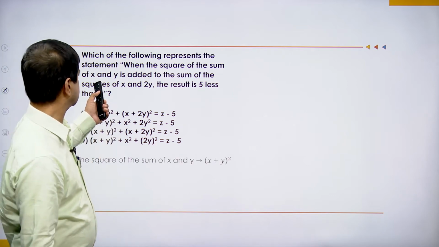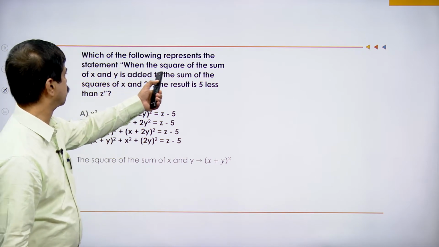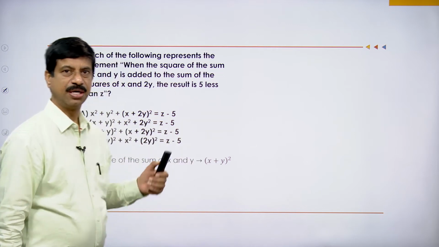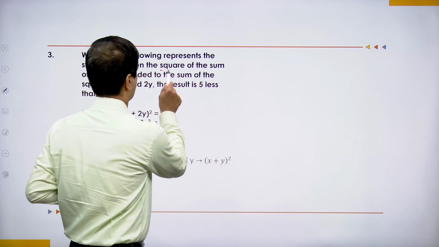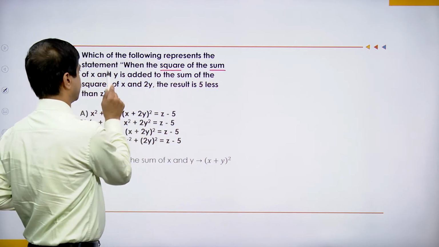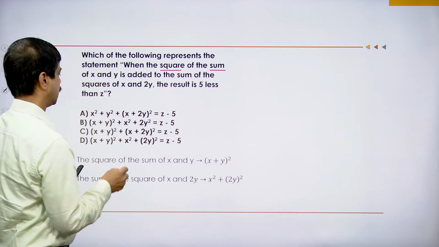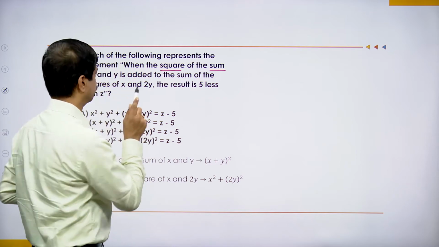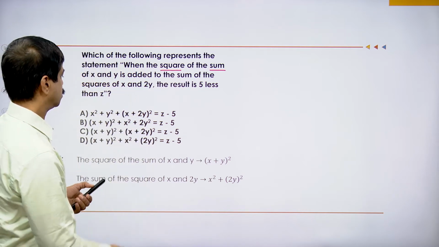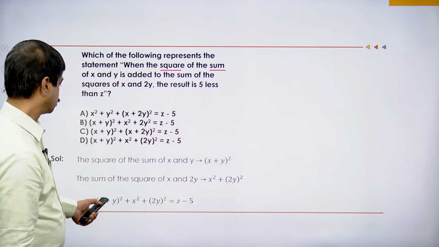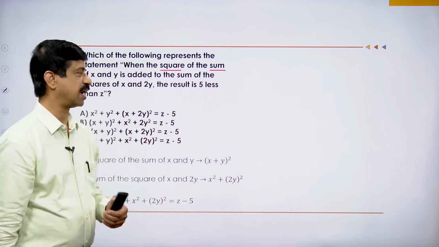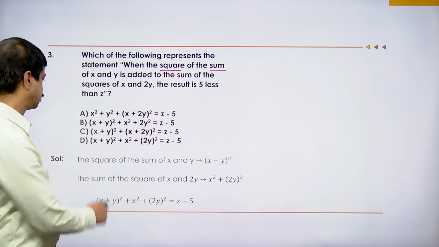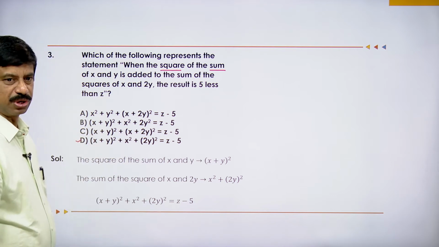The square of the sum means what? x plus y whole square. The square of the sum is x plus y whole square, and the sum of the squares of x and 2y means x square plus 2y whole square. If you add these two, you should get z minus 5. That is what is mentioned. So which option has this? Option D. So the answer is option D. Please note it fast, quick.